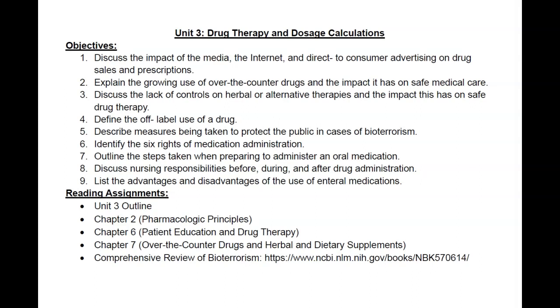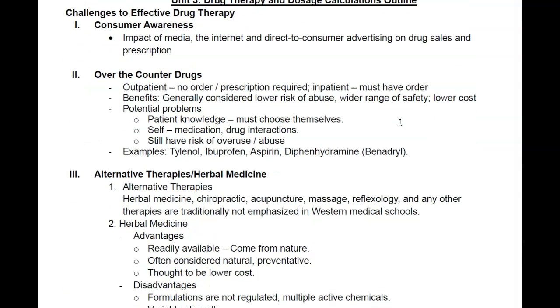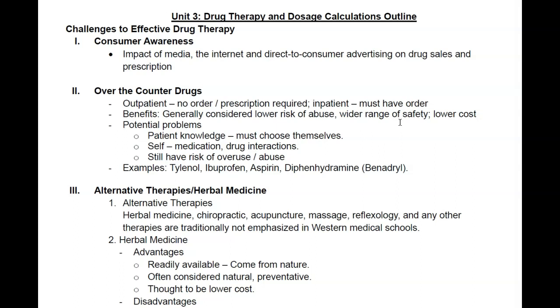All right, this is Unit 3, Drug Therapy and Dosage Calculation. These are your objectives and these are your reading assignments. Let's talk about drug therapy and dosage calculation.